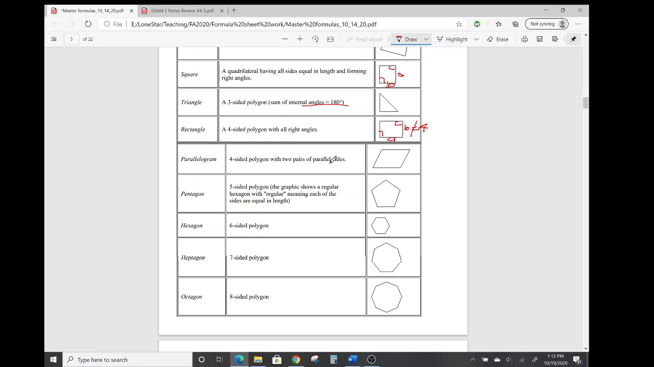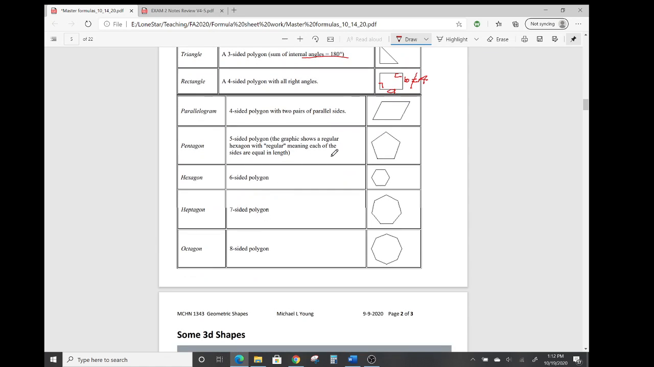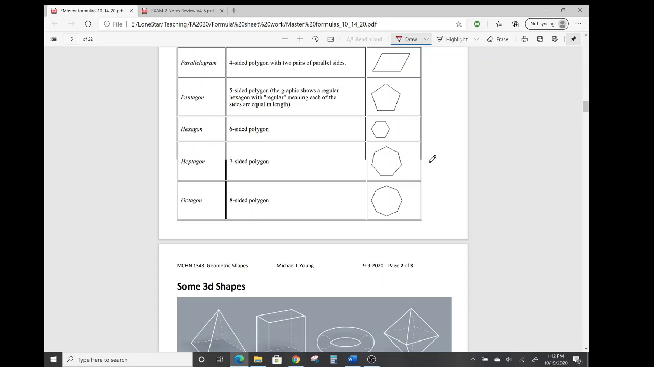Parallelogram, there's the definition of parallelogram. A pentagon, the pentagon, a five-sided, penta meaning five. So that's a five-sided polygon, that is a penta. Hexagon is six, hex is six in Greek, hepta is seven, and octa is 8. Alpha, beta, zeta, gamma, etc., the Greek alphabet.